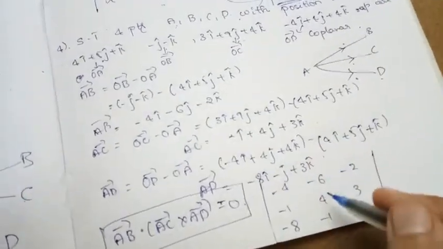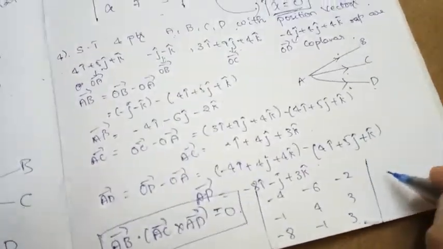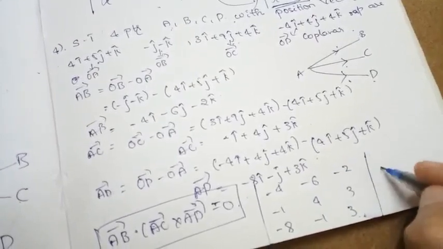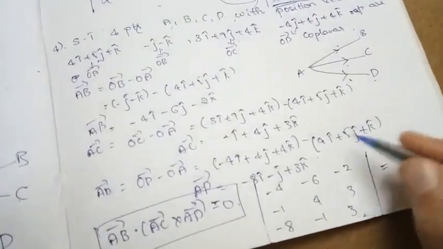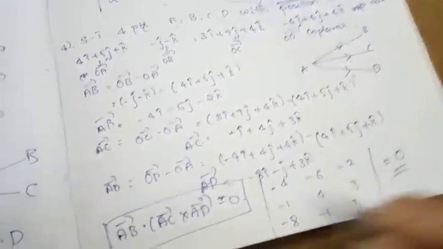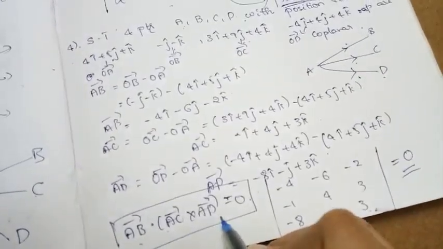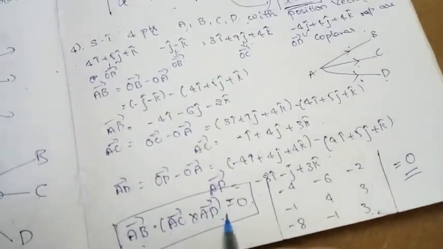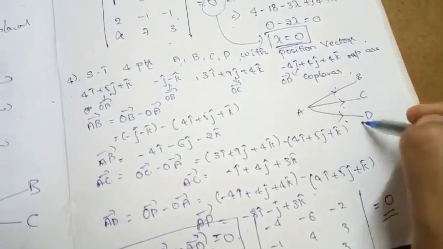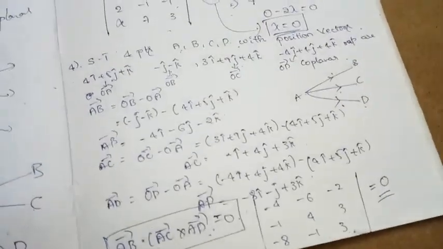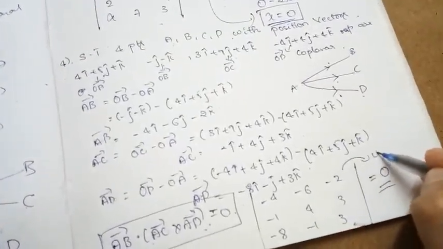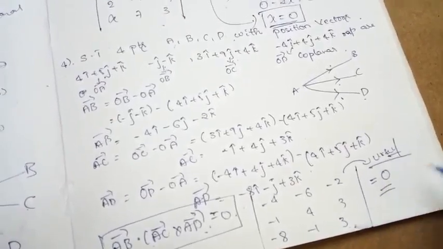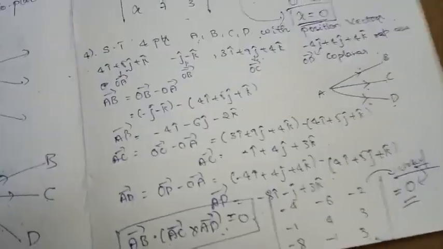So expand this determinant. After expanding, getting the value of this determinant equal to 0 implies that these 3 vectors are coplanar. These 3 vectors being coplanar means all the 4 points are lying in the same plane. So expand this determinant by yourself and get the value equal to 0.